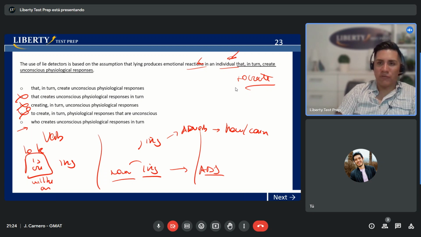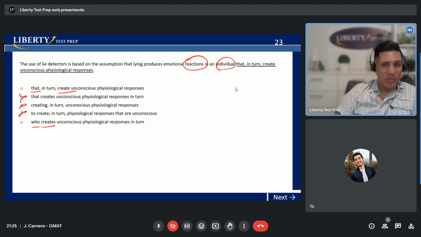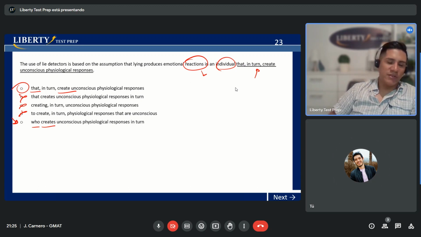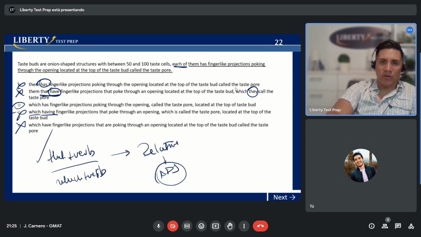The last one is fine, modifying individual. So here, the first one clearly modifies reactions. The last one clearly modifies individual. Now, if it's impossible for us to have reactions create psychological responses, then we go with the last one. But in this case, it's not impossible. If we choose E, we'll be changing the meaning. So we go with A, because it makes sense. The reactions can create responses. Okay, very good. So that has been the lesson for modifiers.